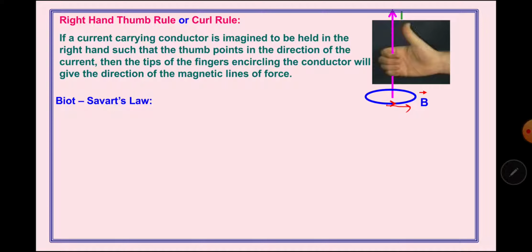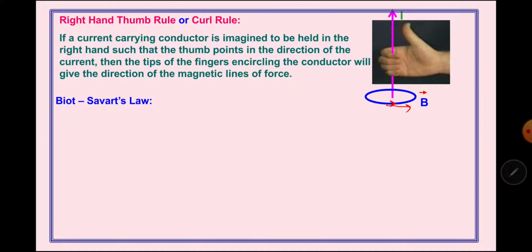Students, we have learned three methods. One was the Ampere swimming rule, then the Maxwell corkscrew rule, and the third one is the right hand thumb rule. Now these methods are used to find out the direction of the magnetic field, and now we will learn how we calculate the magnitude of the magnetic field.